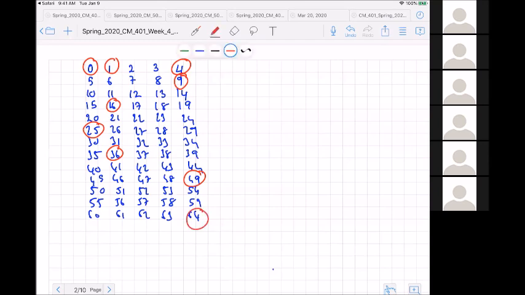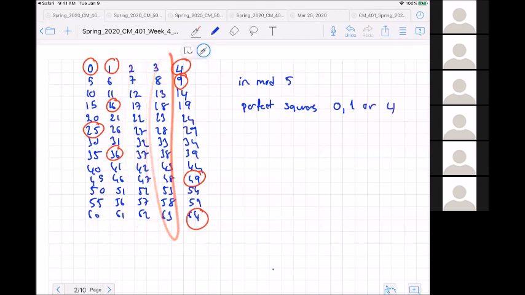So if you take a look here in mod 5, we can see the perfect squares. The perfect squares, such as 0 and 25, can be equal to 0, they can be equal to 1, or they can have a remainder of 4. So we know that in mod 5, perfect squares can only be 0, 1, or 4, because as you can see, this column is all empty.